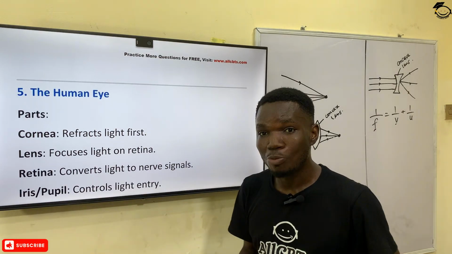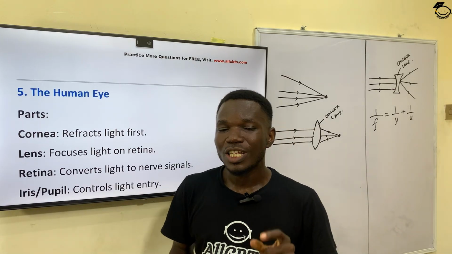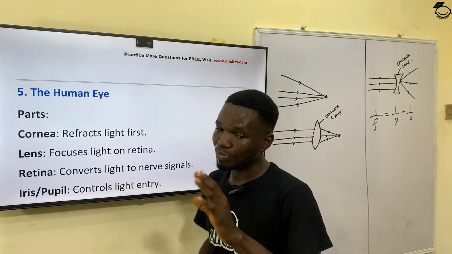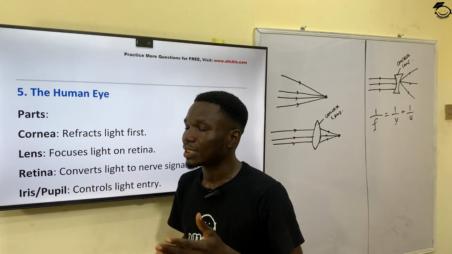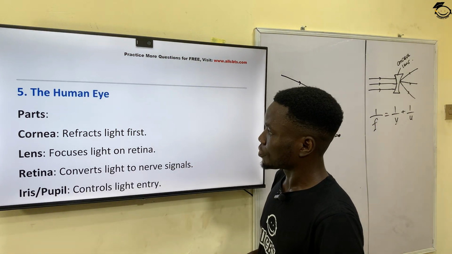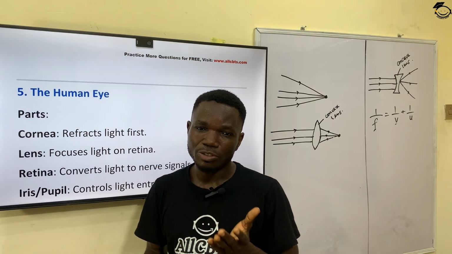So that takes us to the human eye. Now, like I said before, the human eye uses what we call the convex lens. The human eye uses the convex lens, and it has many parts. It has the cornea, it has the iris, it has the pupil, it has the retina, etc. Now, the cornea, it refracts light rays.